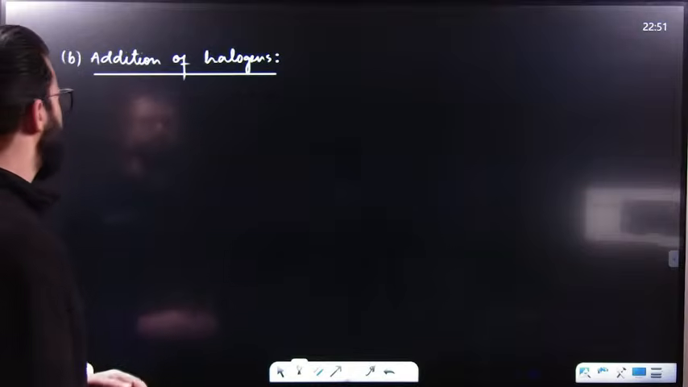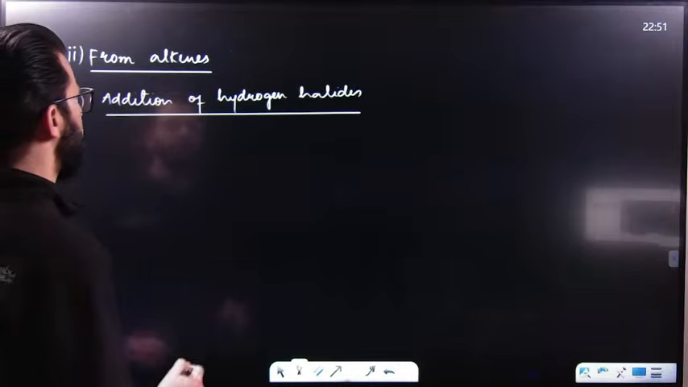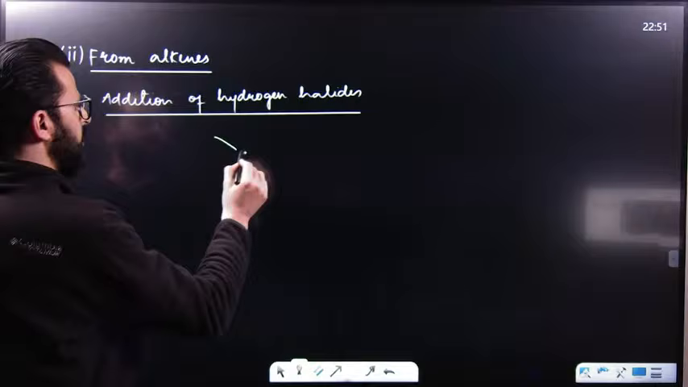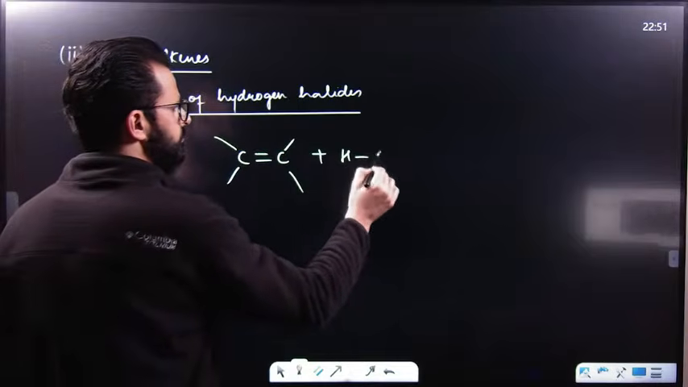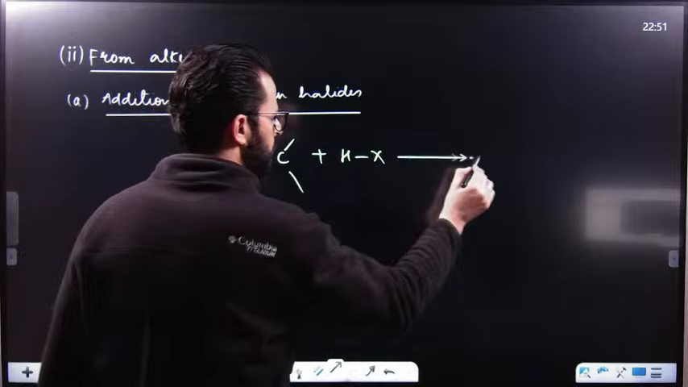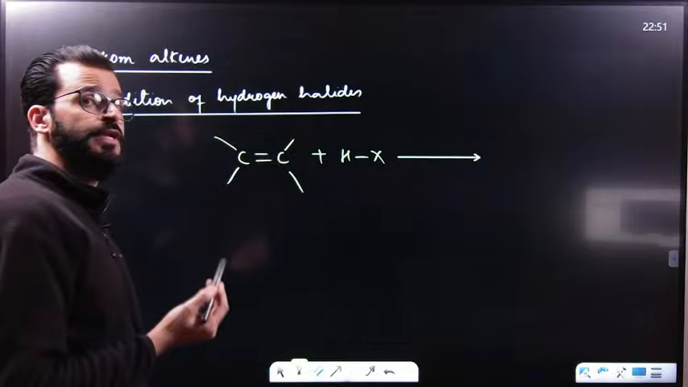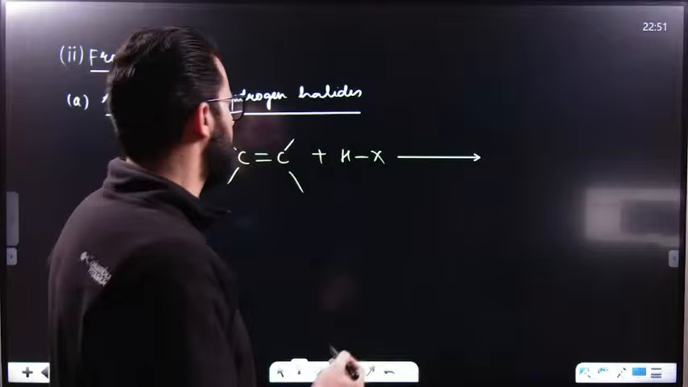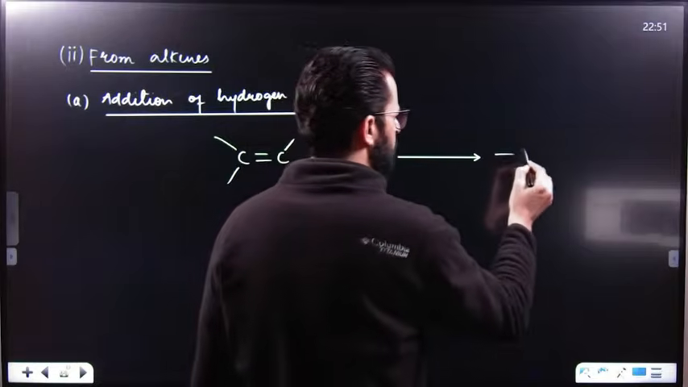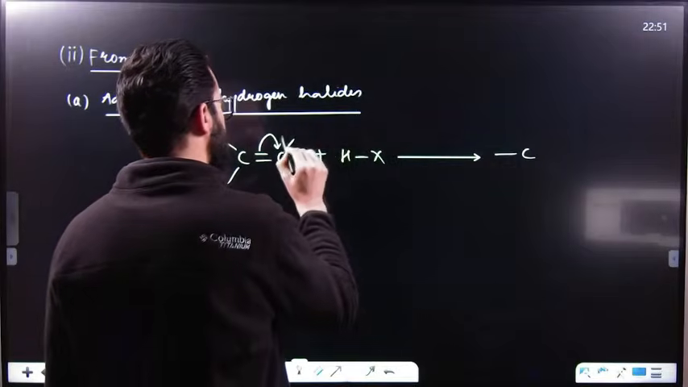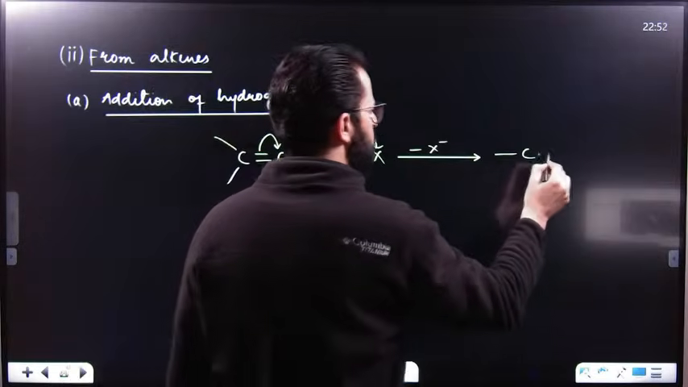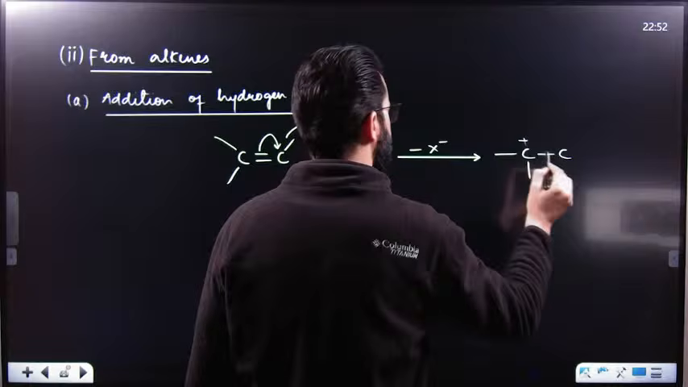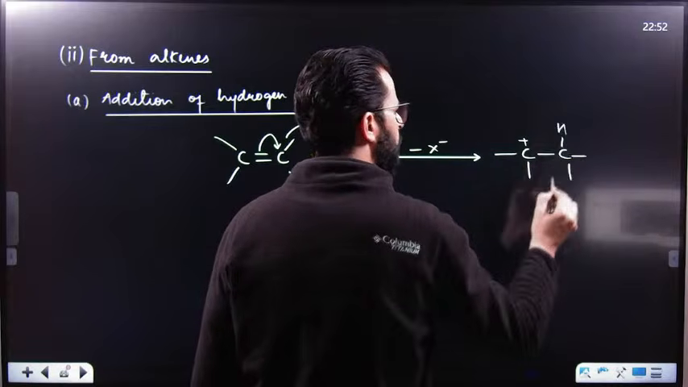After that, addition of halogen acids. Let me write it like this: alkene and then HX. We have already shown this reaction in hydrocarbons. This is an electrophilic addition reaction taking place via classical carbocation. So what will happen over here? H plus will attack this and X minus will leave. First, it will result in the formation of a carbocation.